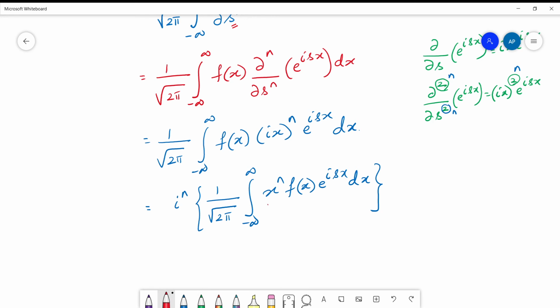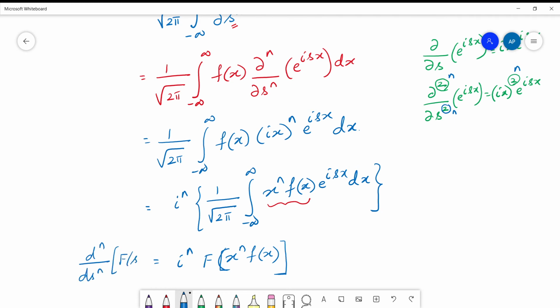But because there is an x power n, this bracket will now turn out to be a Fourier transform of x to the power n into f of x, and that is multiplied by i power n, which is outside. And what is the left hand side? Do not forget what is the left hand side. d power n by ds to the power n of F of s. Now we have got the result.